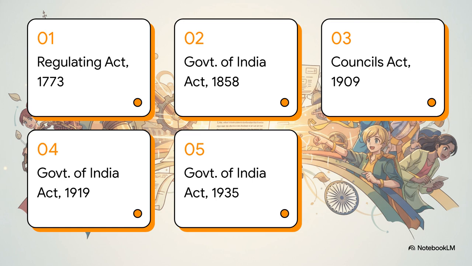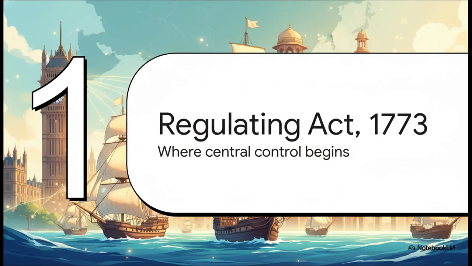So here's our game plan. We're going to walk through these 5 major acts, one by one, in order. We'll start at the very beginning with the first real attempt at central control, and we'll end with the act that basically became the blueprint for India's own constitution. Let's do this. Okay, first up, the Regulating Act of 1773.